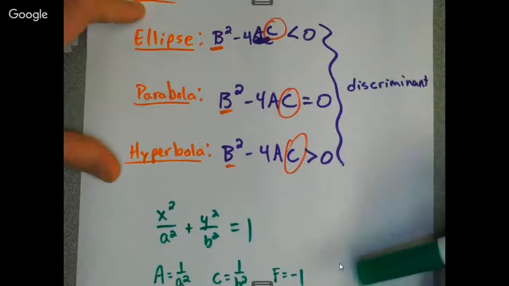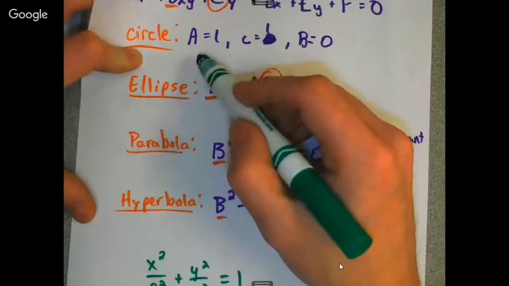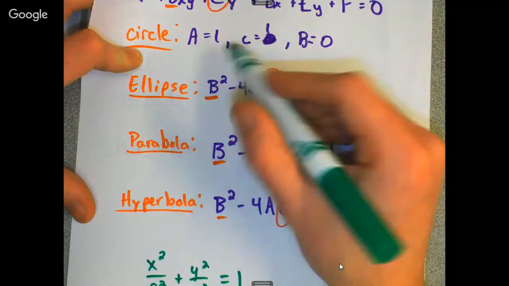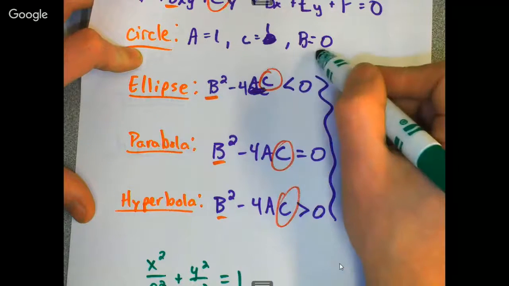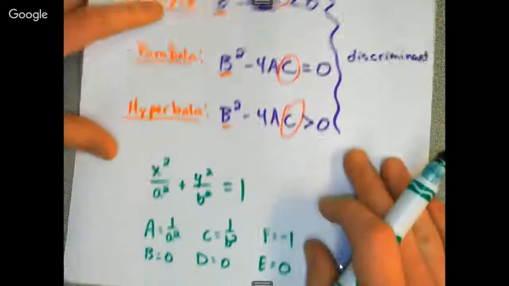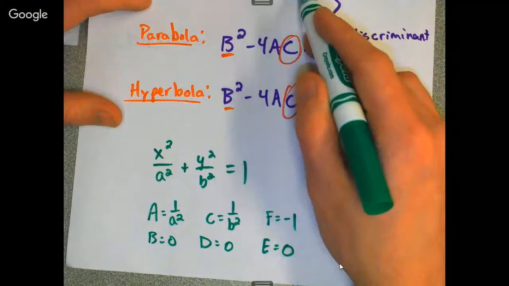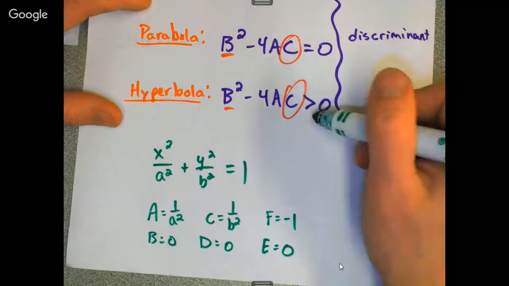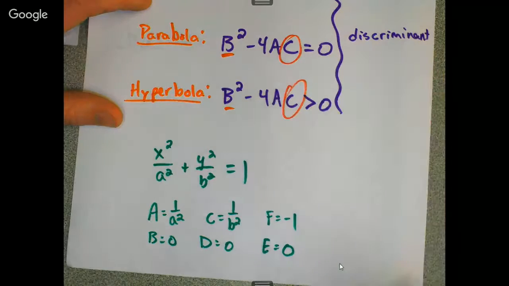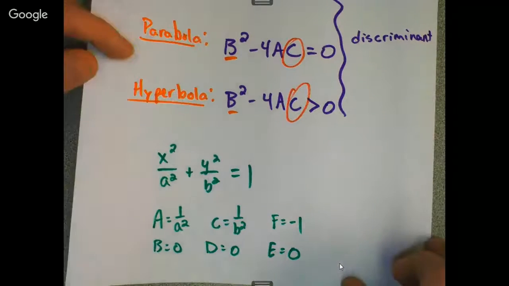So if I plug it in, obviously it's not going to be a circle because A is not 1, C is not 1, and B is 0, but it gets rid of the circle. Then I would find B squared minus 4AC. Is that less than 0? Is that equal to 0? Or is that greater than 0? I'd have to see what that might be.